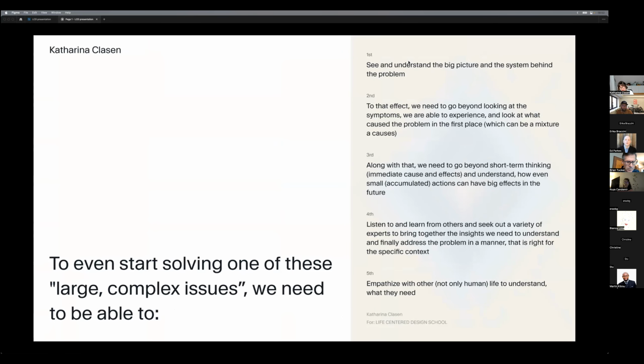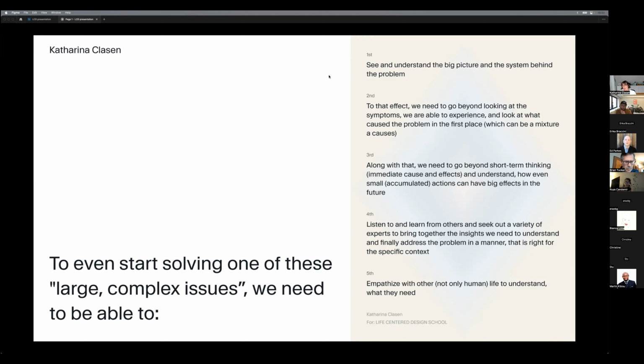And yes, to even start solving one of these large and complex issues, I believe that we need to do a couple of things, and I repeat myself, but I think many of those things are already ways of working that designers are used to. So we need to see and understand the big picture, the system behind the problem. I think there we need to practice a little bit more, is what I feel like.